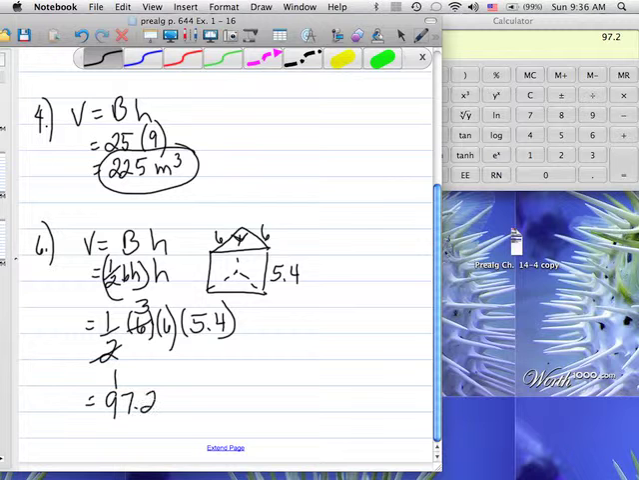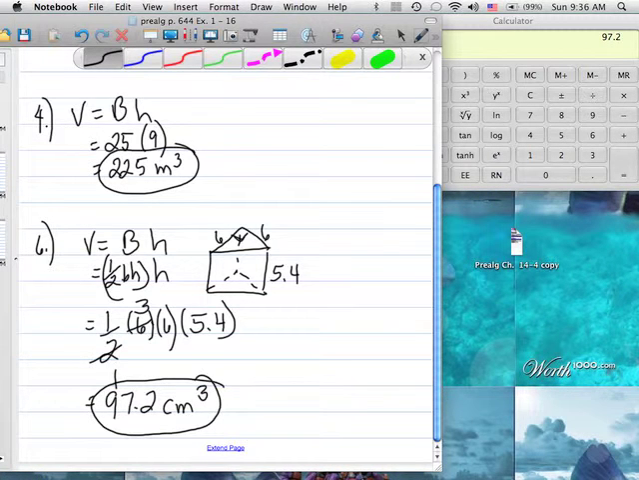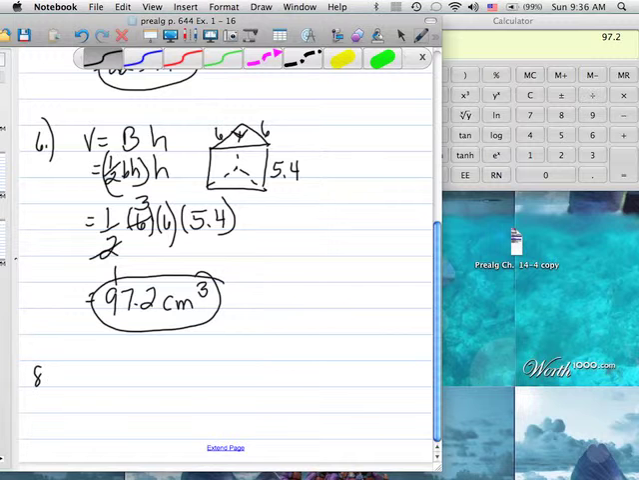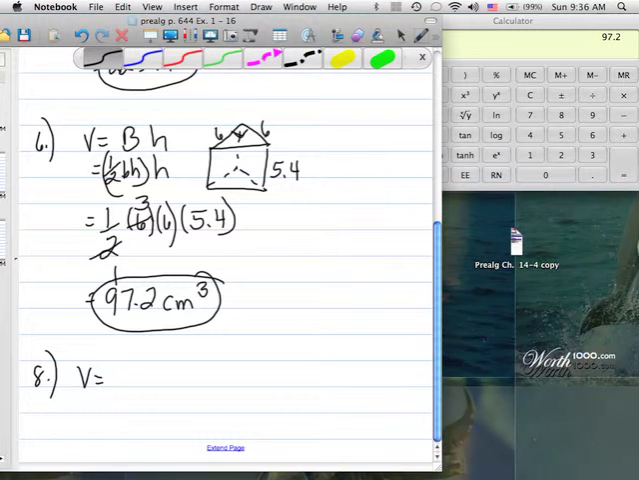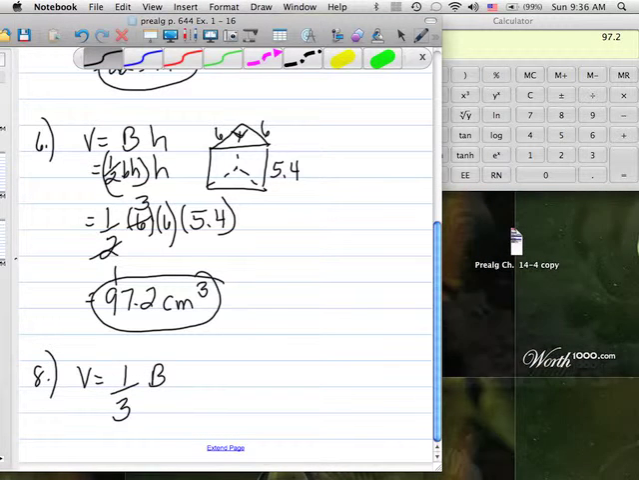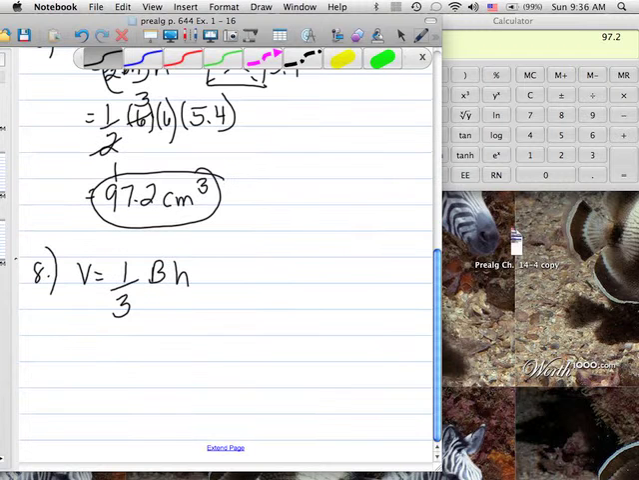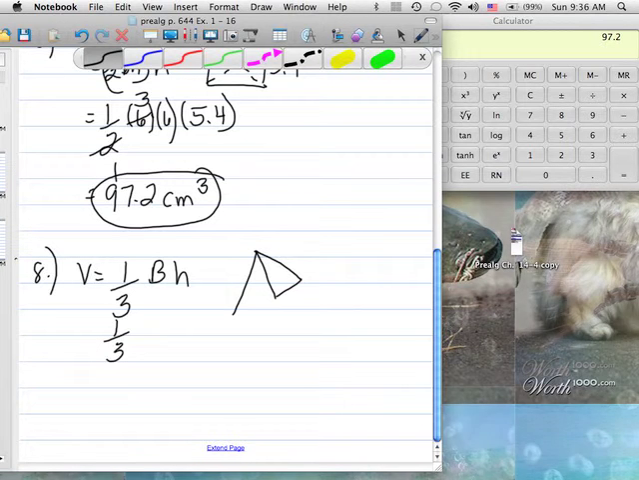And the unit was centimeters cubed. Problem number 8, we have a pyramid. The volume of a pyramid, remember the base keeps getting smaller and smaller until it reaches the point. We have to do 1/3 the area of the base figure times the height. Okay, the base figure, look carefully at that pyramid. It looks like we have a triangle as the base.